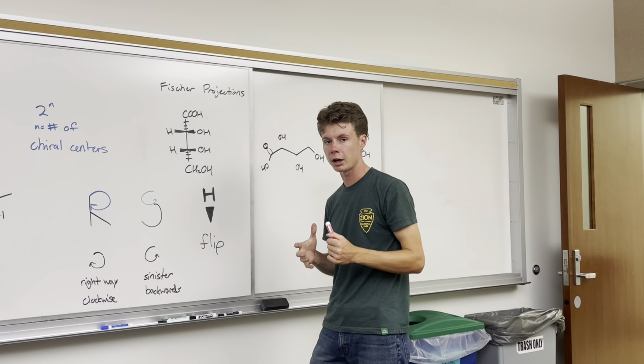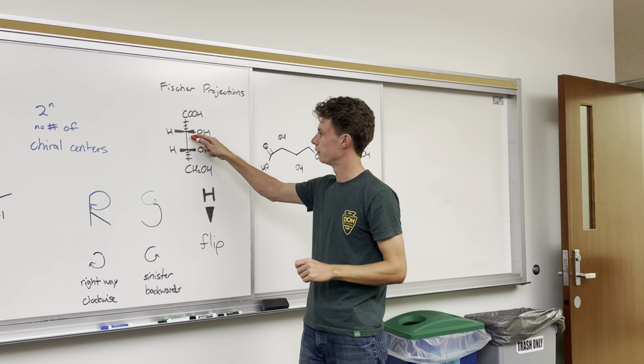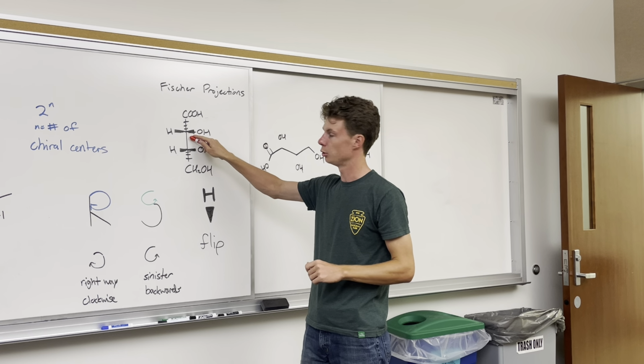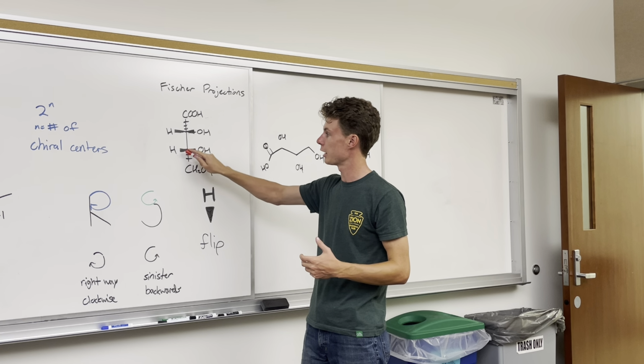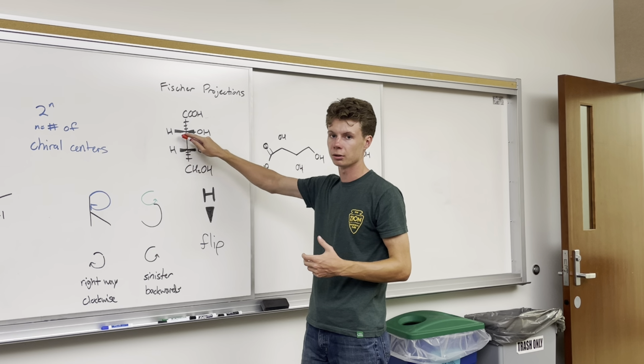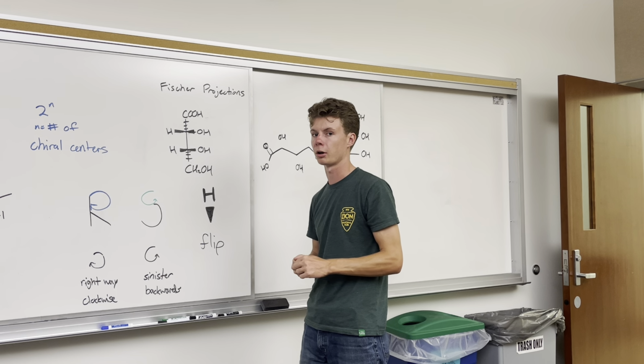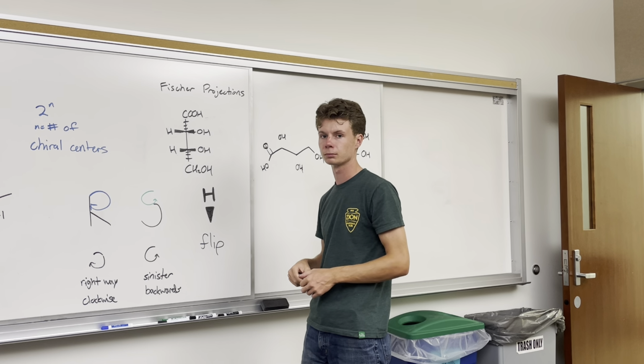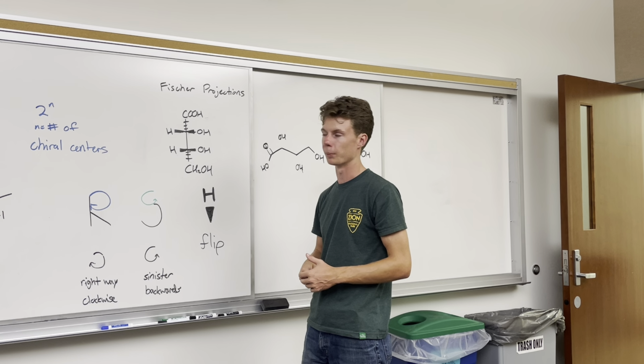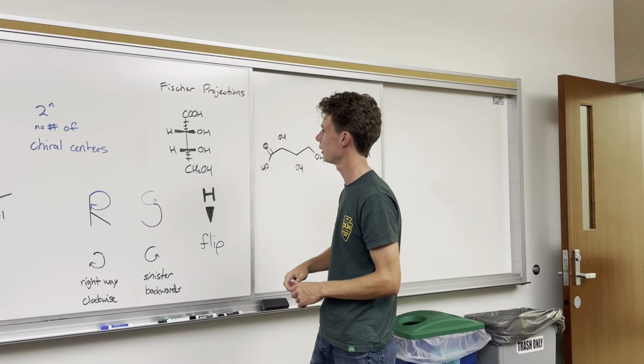Pause the video and try it on your own. What's the configuration of this carbon atom? Use your priority groups. Remember, our hydrogens are dashes or wedges here, so we're going to have to flip the orientation. Try it on your own. What is R and S for our Fisher projection? Cool. Welcome back. Glad you got that.